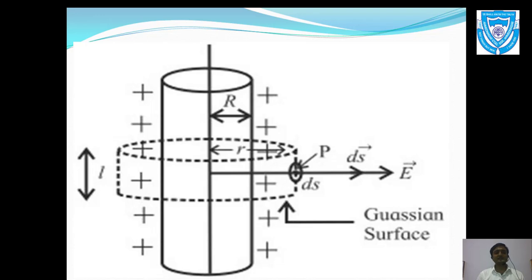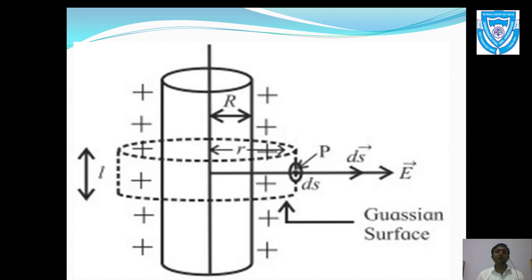Now see this diagram. This is the infinitely long straight wire. This is in the shape of a cylinder. The radius of the actual wire is represented by capital R. Once again we have to use the same steps over here. We have to find the electric field intensity at point P, which is small r distance away from the center.